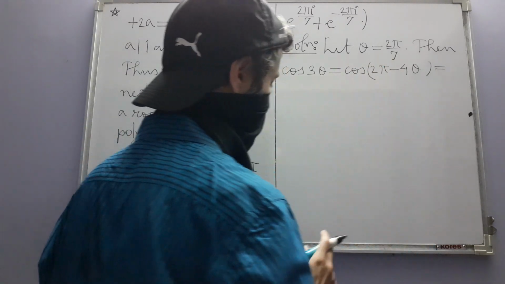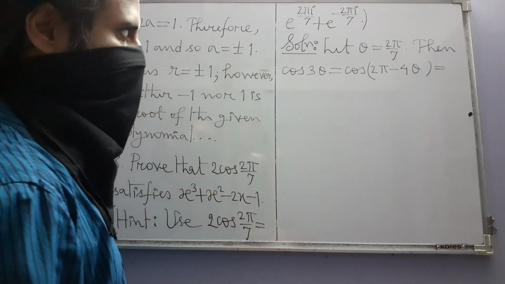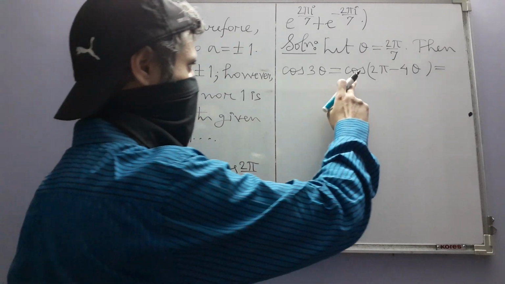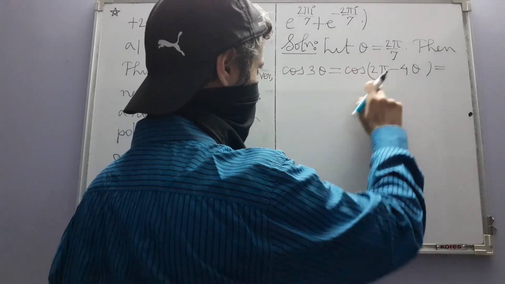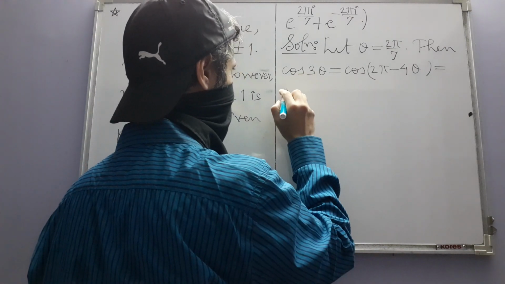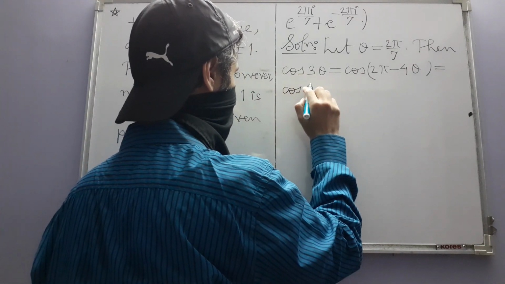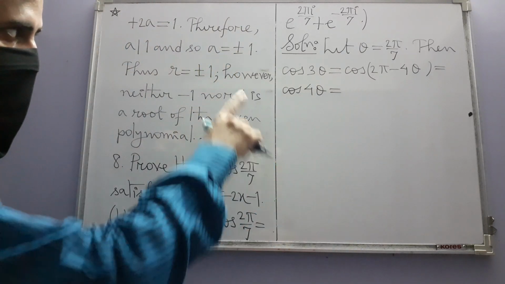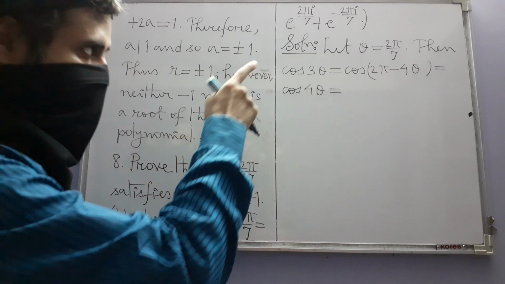But now if you use the usual trigonometric formula, say cos a minus b expansion, and you use the fact that cos 2 pi is 1 but sin 2 pi is 0, then you just get this. This is equal to cos 4 theta. Okay, so cos 3 theta is equal to cos 4 theta for this theta.